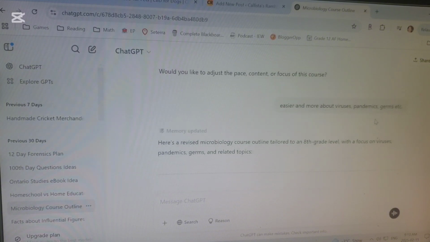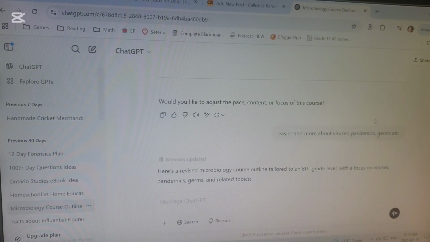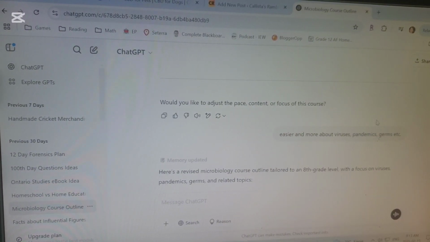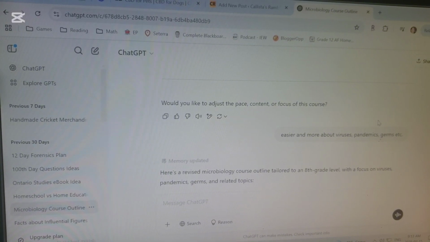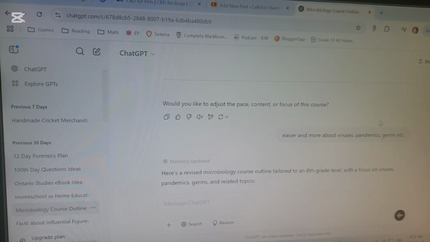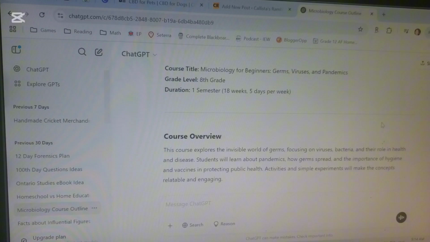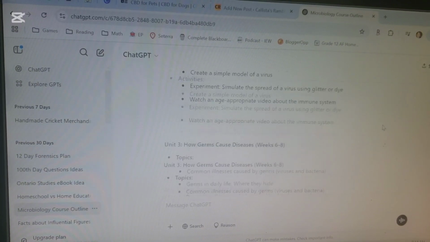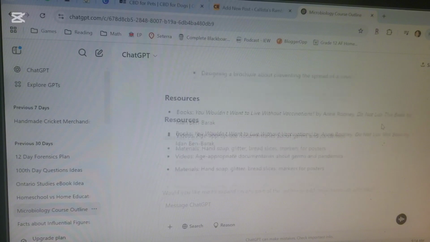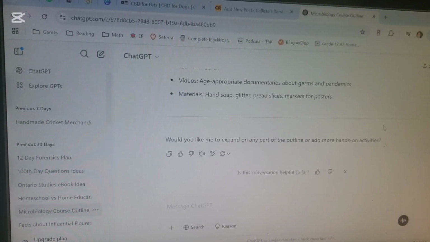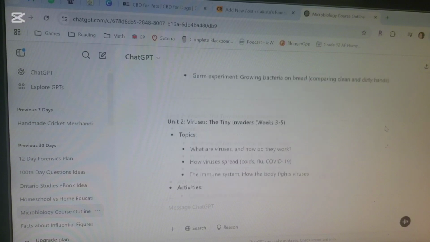And then it asked, would you like to adjust the pace, content, or focus of this course? And I asked for it to be easier and more about the viruses, pandemics, germs, etc. part of microbiology. And so it revised it for me, 5 days a week. And that is what I ended up using. So let me just go back to the top.